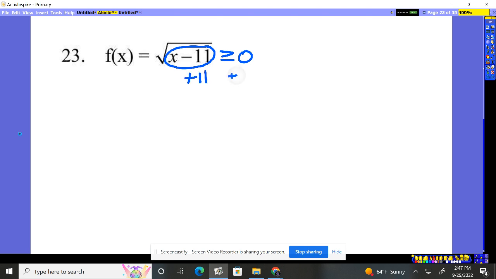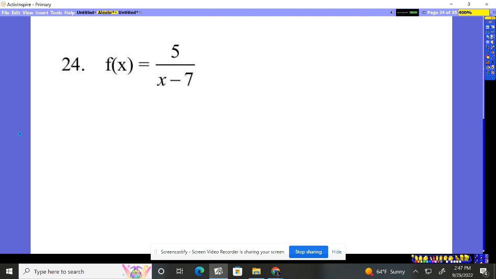So I now solve it. Add 11, I'll add 11. X must be bigger than or equal to 11. That's the main thing I want. We really should say all real numbers such that x is greater than or equal to 11. That's what we like to do with the square roots there.